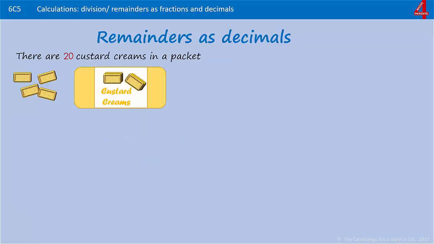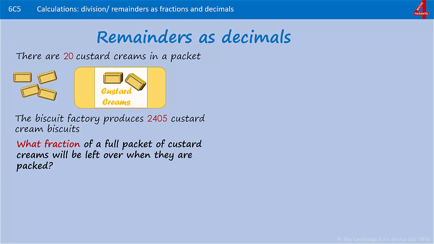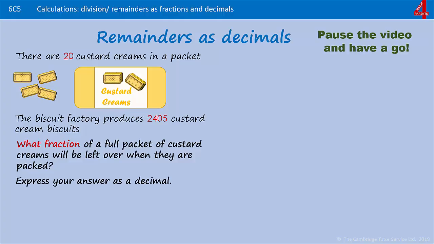There are 20 custard creams in a packet. The biscuit factory produces 2,405 custard cream biscuits. What fraction of a full packet of custard creams will be left over when they are packed? Express your answer as a decimal. Pause the video, have a go.